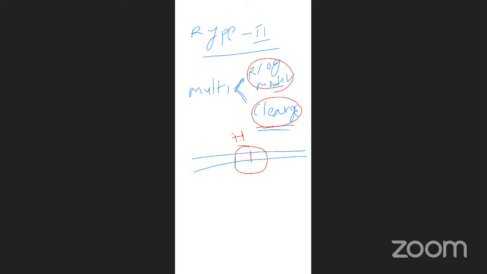Next, the third one, type 3 restriction endonuclease. This is a single enzyme, not a complex. This type 3 restriction enzyme recognizes two separate non-palindromic sequences and cuts the DNA 20 to 30 base pairs away from the recognition site.